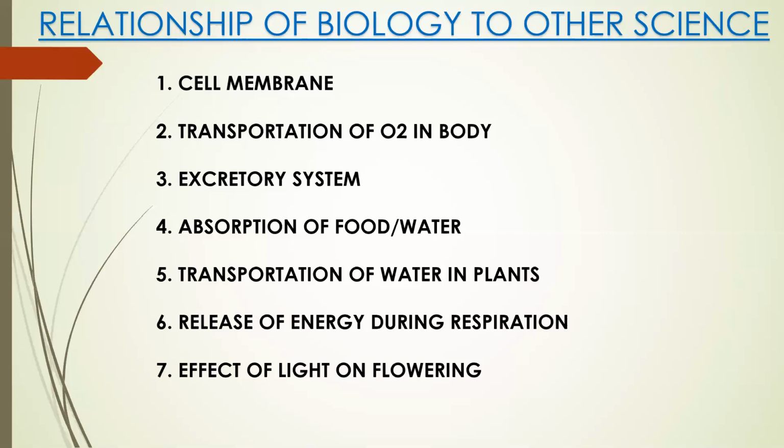transportation of oxygen in the body. So in this, why does the transportation of oxygen have to happen? Because oxyhemoglobin has to be formed, and this oxygen has to be distributed through the body. The hemoglobin binds with the oxygen to form oxyhemoglobin during the transportation of oxygen in the blood.